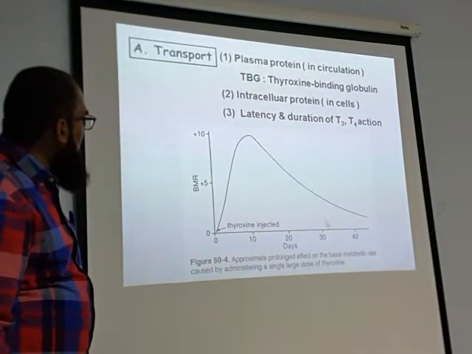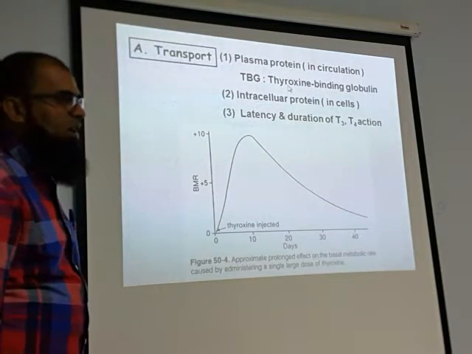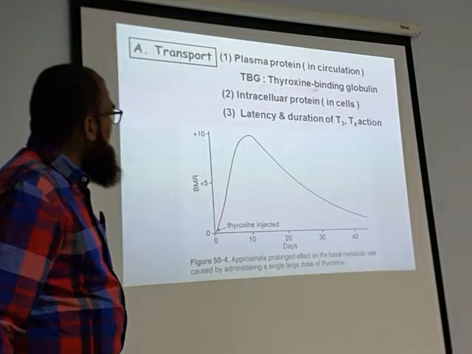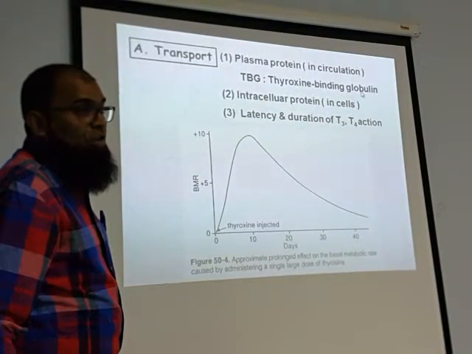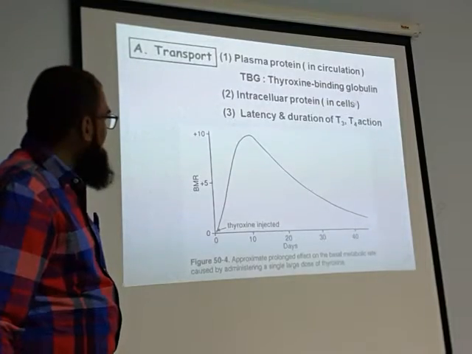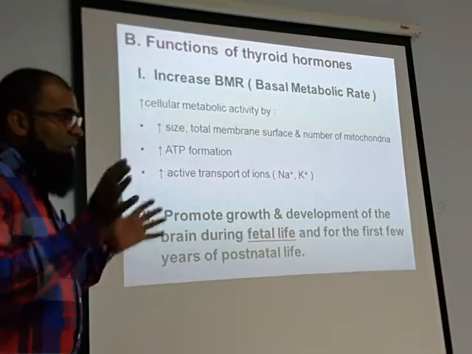Here in this graph, we are showing that this is the protein bound hormone. So this thyroxine binding globulin is there, like cortisol binding globulin, during transport. Okay.